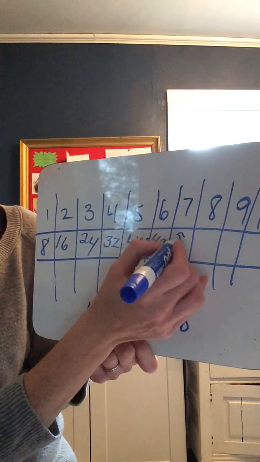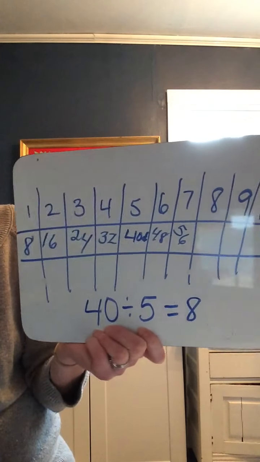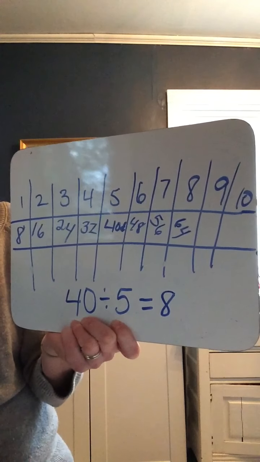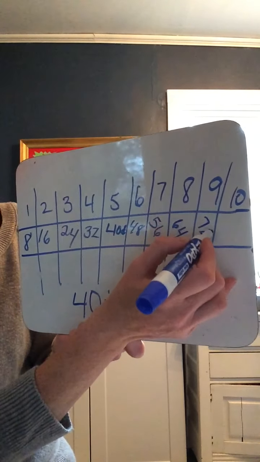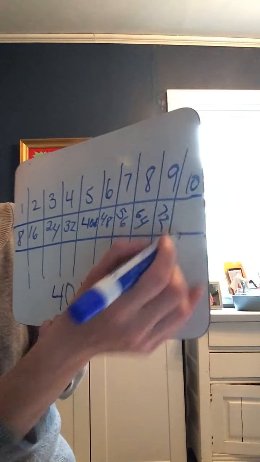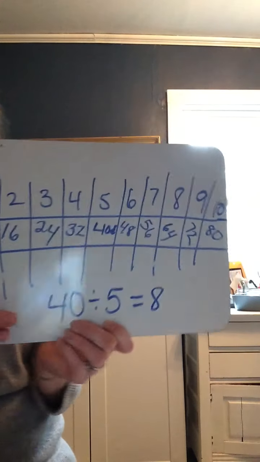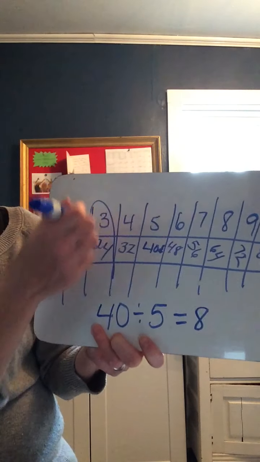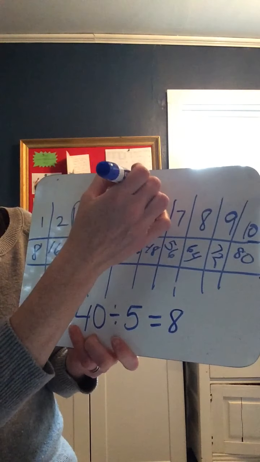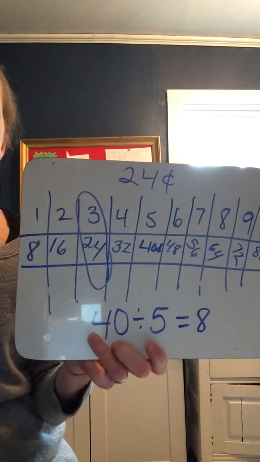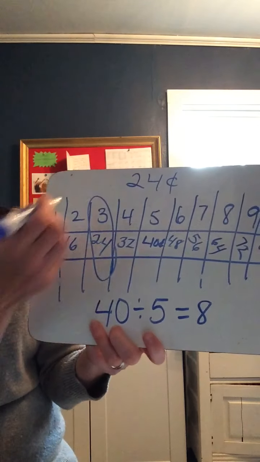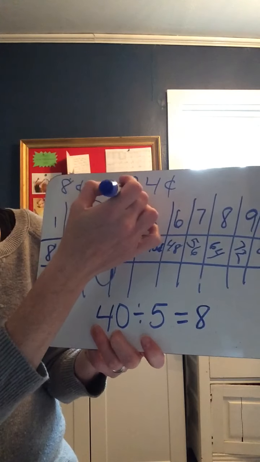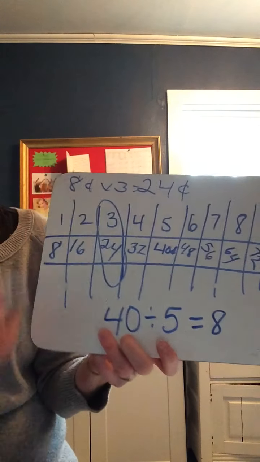7 times 8 is 56. 8 times 8 is 64. 9 times 8 is 72. And 10 times 8 is 80. So what is the cost of 3 oranges? Right here, 24 cents. And the number sentence we used to solve for that was 8 cents times 3 oranges equals 24.